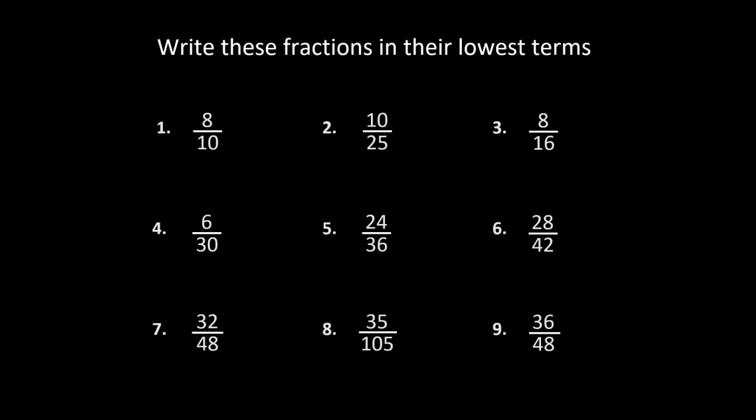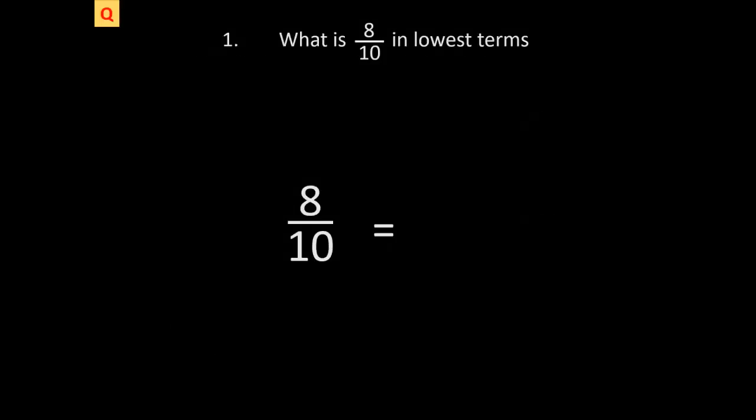So we've got a little exercise here. What I want you to do is write all of these fractions in their lowest terms. You might have to do a couple of divisions, or you might spot some large numbers, but have a go at it. And there's the first one. So what you need to do now is press pause, write down the answers in your book, and then when you want to mark them, press play.